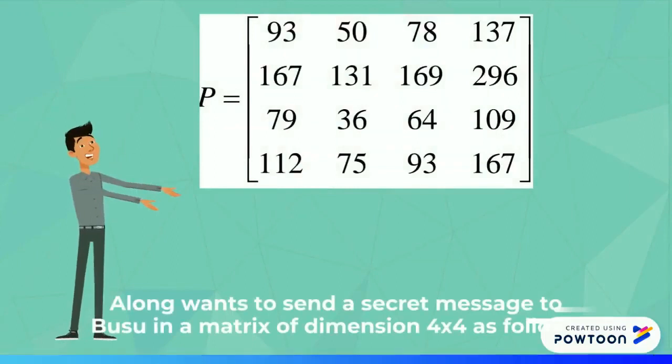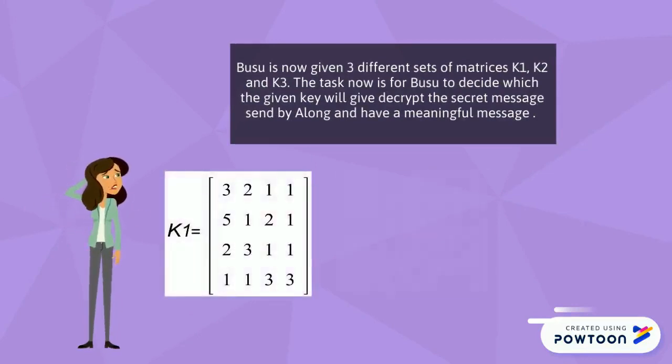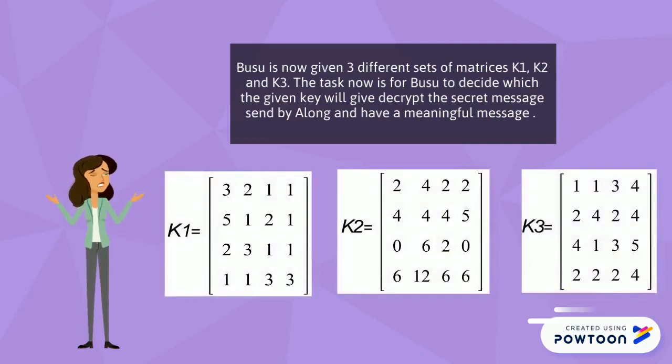Suppose now Alung wants to send a secret message to Busu in a matrix of dimension 4 times 4 as follows. Busu now is given three different sets of matrices K1, K2, K3. The task now is for Busu to decide which of the given keys will decrypt the secret message sent by Alung and give a meaningful message.